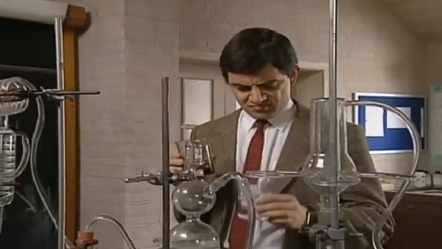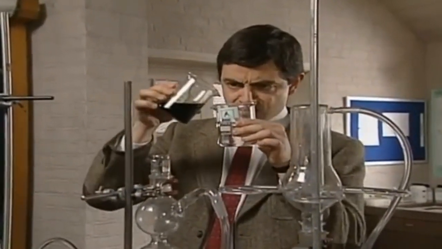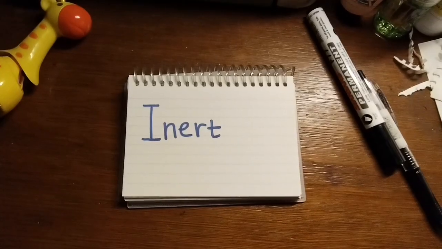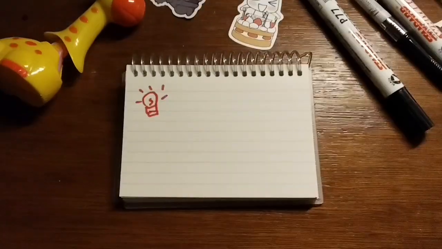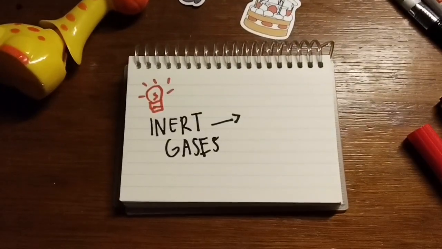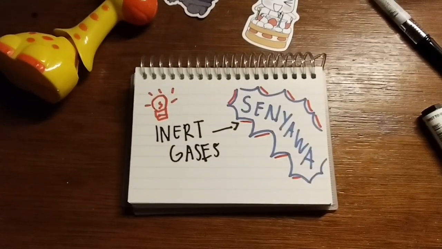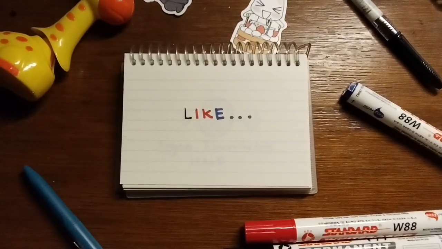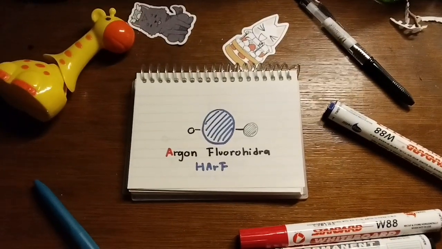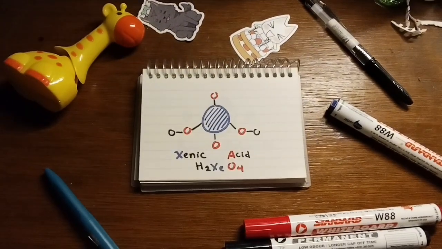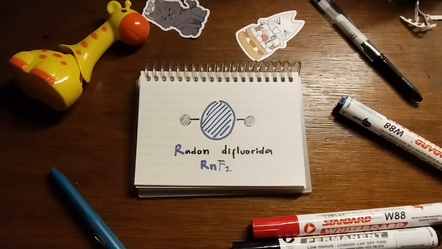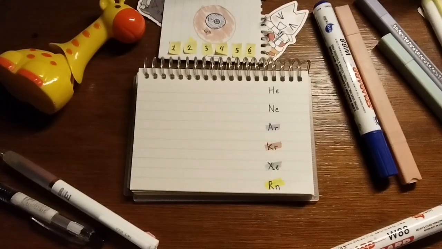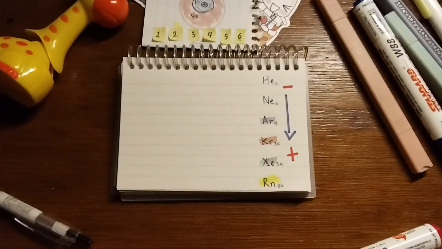In fact, they are so stable that in the past, chemists thought that they could not react with other elements, which is why they were called the inert gases or unreactive gases. But scientists today know that noble gases can actually create compounds with other elements. There are so many examples of it, like argon fluorohydride, cyanic acid, and lastly, radon fluoride. Which is why today, this group of elements is called the noble gases instead.